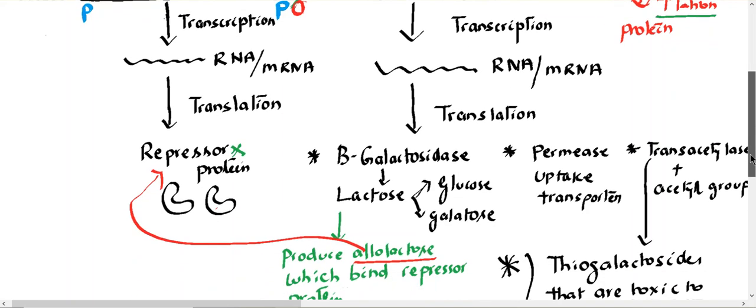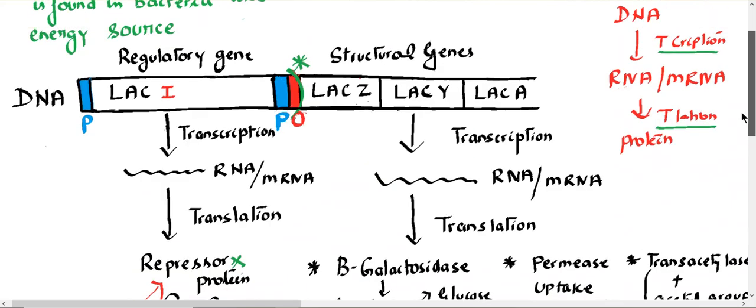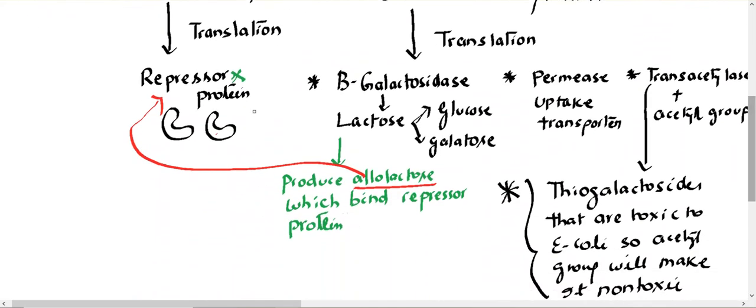So the function of these enzymes, guys, like I said, LAC-Z produces beta-galactosidase that converts lactose into glucose and galactose. Lactose also produces allolactose, okay, which binds to the repressor protein. And what is the importance of allolactose binding to the repressor protein? What is the advantage? I'll be telling in the next image.